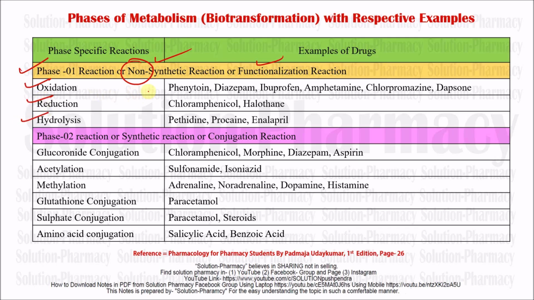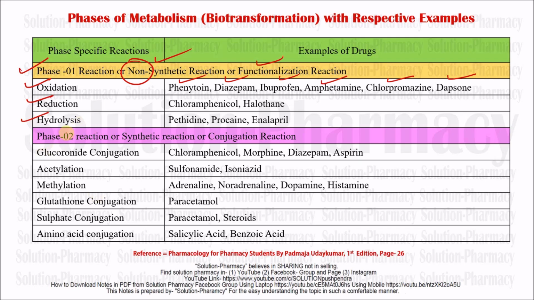Examples under the oxidation process are phenytoin, diazepam, ibuprofen, amphetamine, chlorpromazine and dapsone. You should remember all the names of these drugs which go for the oxidation process. Now the next one is reduction. Examples of drugs which go for reduction are chloramphenicol and halothane. Hydrolysis: these are pethidine, procaine, enalapril.